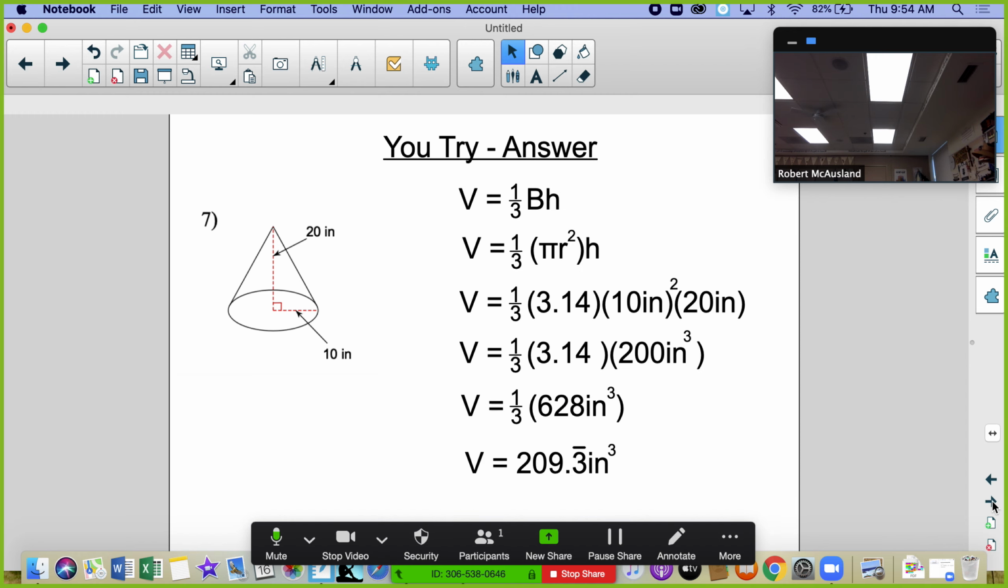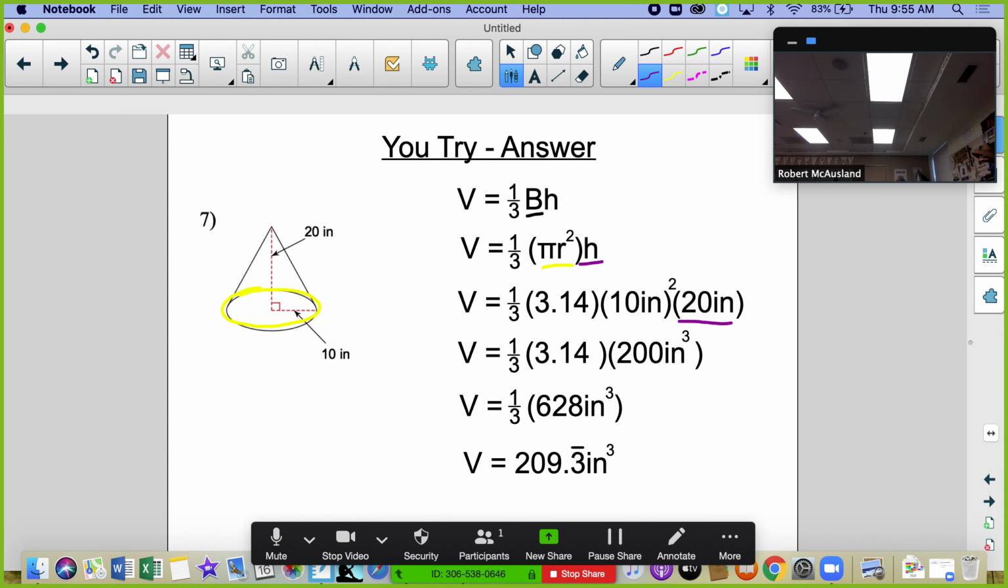Good. So we have 1/3 big B times H. Our base shape is a circle, so we're going to plug in pi r squared. That's the area formula for a circle. For pi, we're going to plug in 3.14. The radius is 10 inches. So we're going to square 10 inches, and then we're going to multiply it by the height of the object, which in this example is 20 inches.